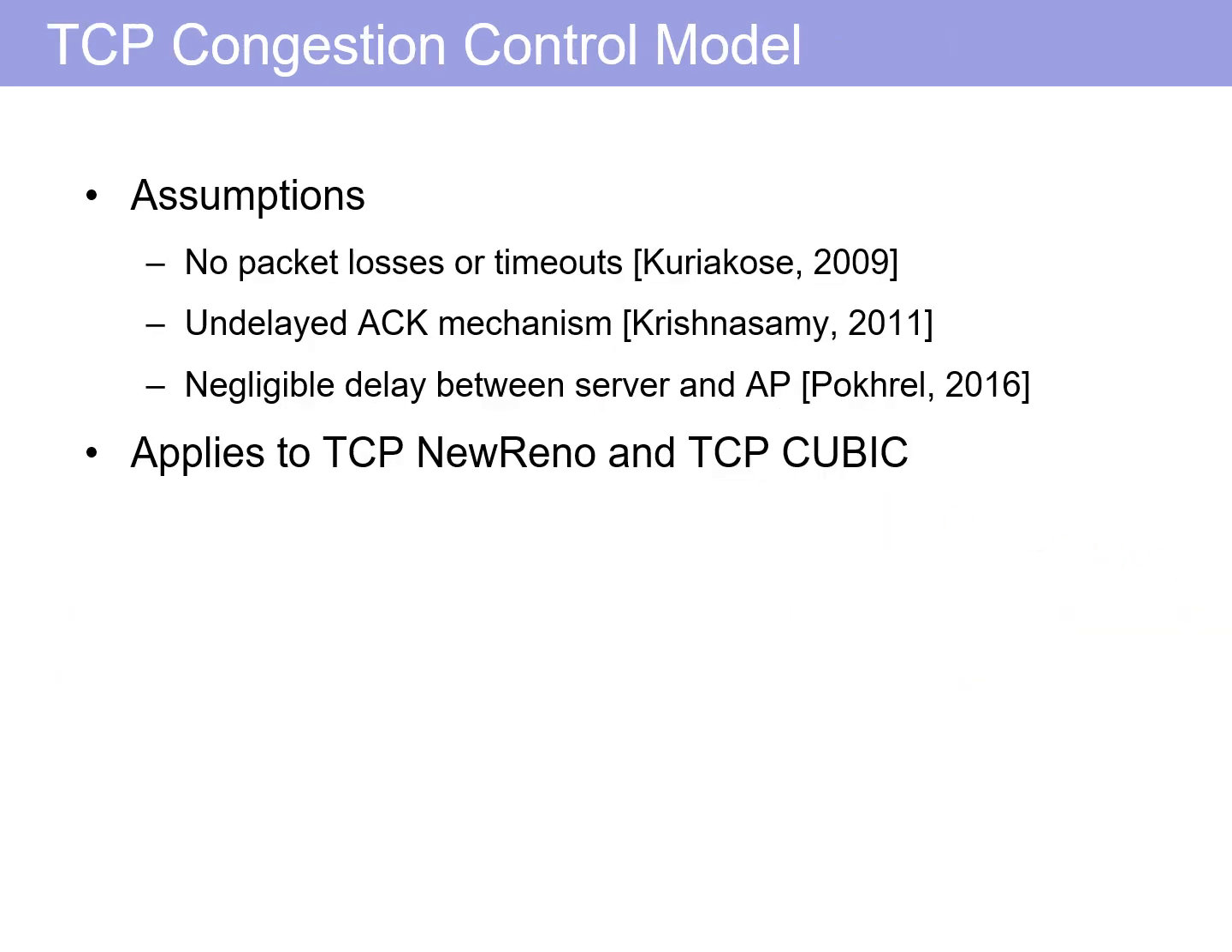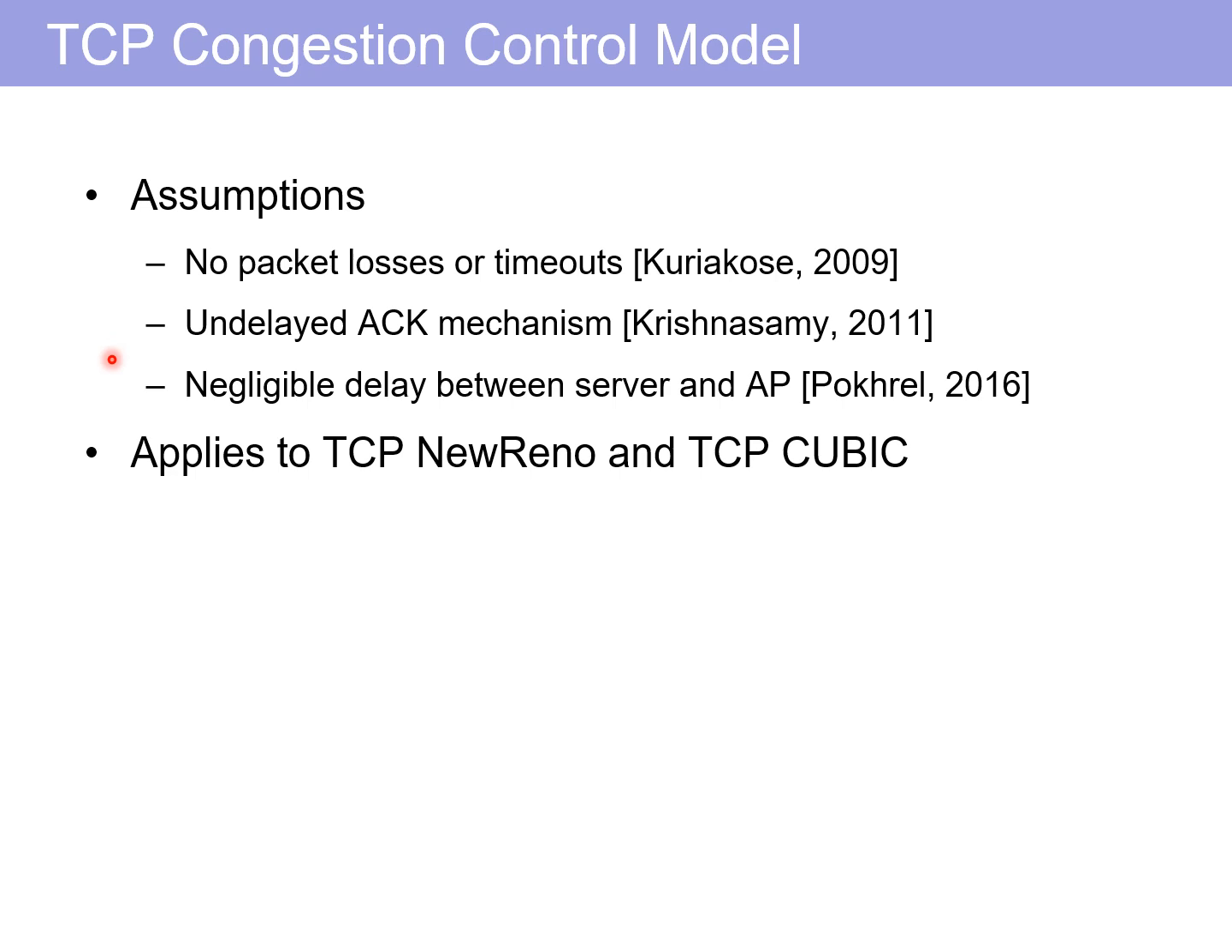These are some of the assumptions we make about the TCP congestion control model that are typical of most analysis of TCP over HD Wi-Fi. The first is that we assume there are no packet losses or TCP ACK timeouts. Secondly, we assume that the undelayed ACK mechanism is used. What this means is that each TCP data packet generates one TCP ACK packet at the receiver. Conversely, each TCP ACK packet acknowledges the successful reception of one TCP data packet. Lastly, we assume that there is negligible delay between the server and the AP.